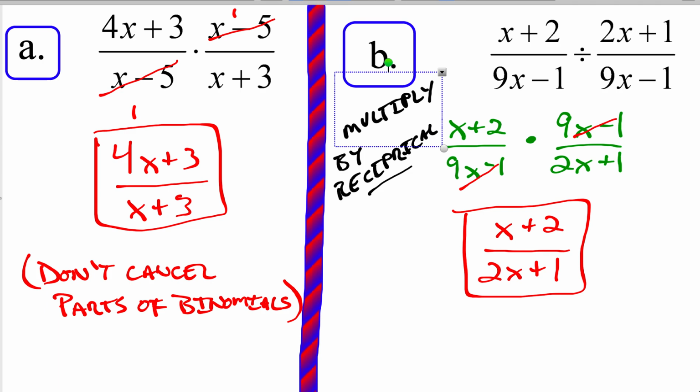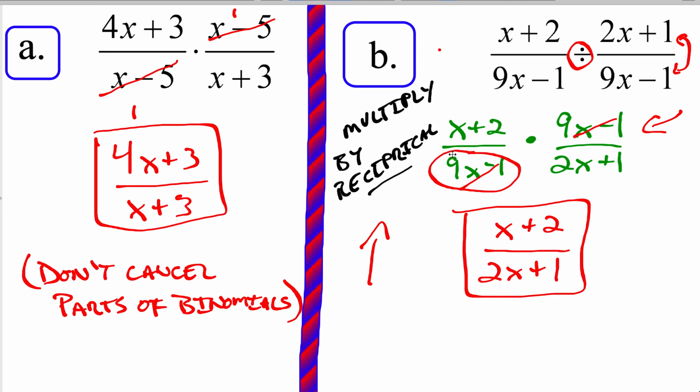Now, as you look at this, first thing, multiply by the reciprocal. Okay, multiply by the reciprocal. So you saw division. I took this and I flipped it, and now I have a new fraction. Now I can cancel binomials. And so now I have this 9x minus 1 and the 9x minus 1.